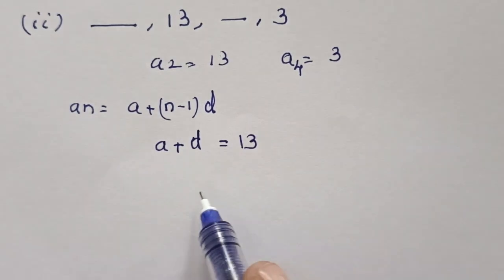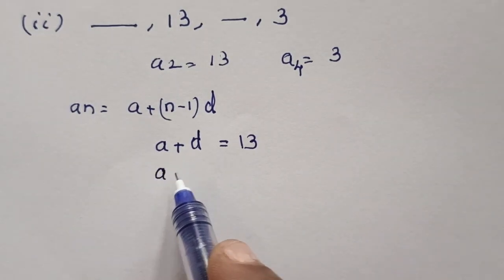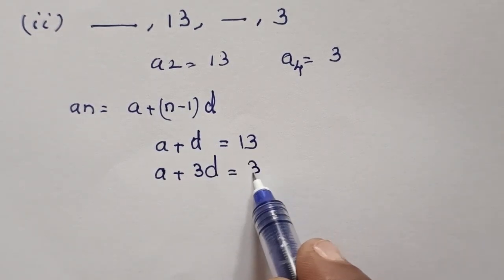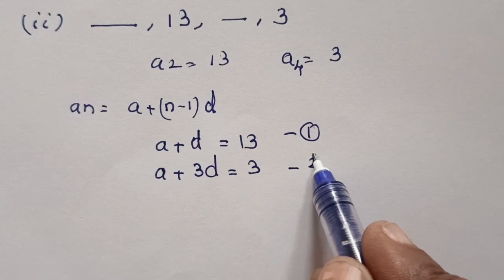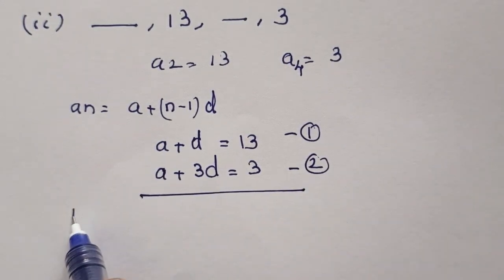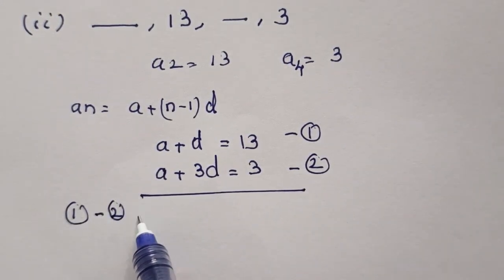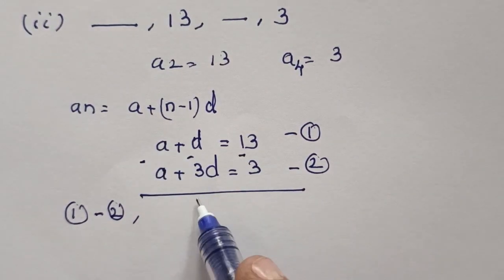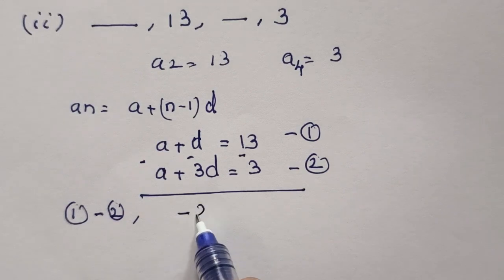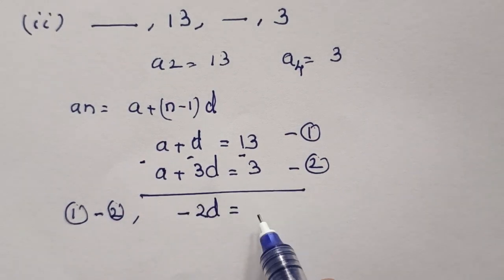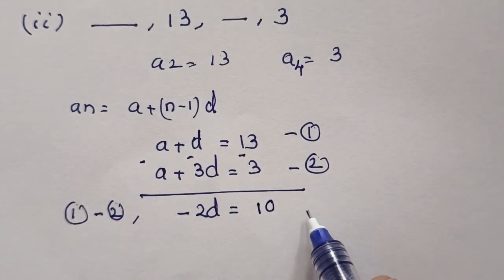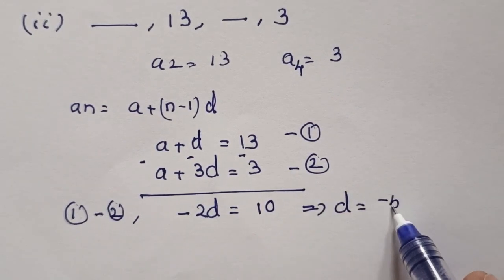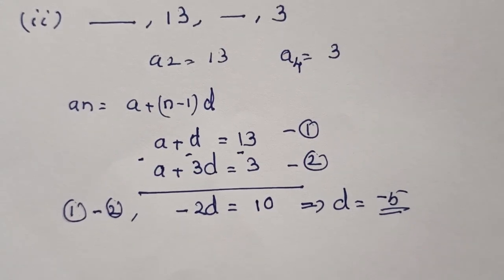Second, a4 equals 3 means a plus (4 minus 1), 4 minus 1 is 3, so a plus 3d equals 3. Number these equations as 1 and 2. Now subtracting, equation 1 minus equation 2. Since we are changing the sign throughout, a minus a is 0. d minus 3d is -2d equals 13 minus 3, that is 10. So after cancelling, we get d equals 10 by -2, that is -5, isn't it? The common difference is -5.